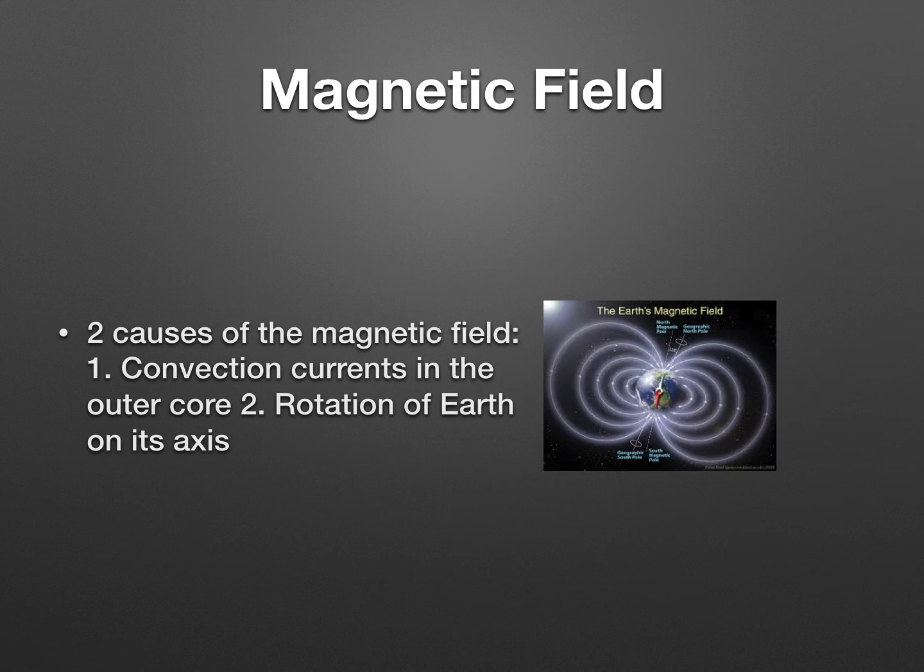The magnetic field, we just went over this in class a little bit ago. There are two causes of the magnetic field. One, you have to have the convection currents in the outer core. It's because the outer core has liquid magnetic metal, and that metal is spinning. Also, the Earth rotates on its axis. So not only do we have magnetic metal spinning in the center of the Earth, we also have the Earth itself spinning. Those two combined create Earth's magnetic field. Essentially, that is how a compass works.